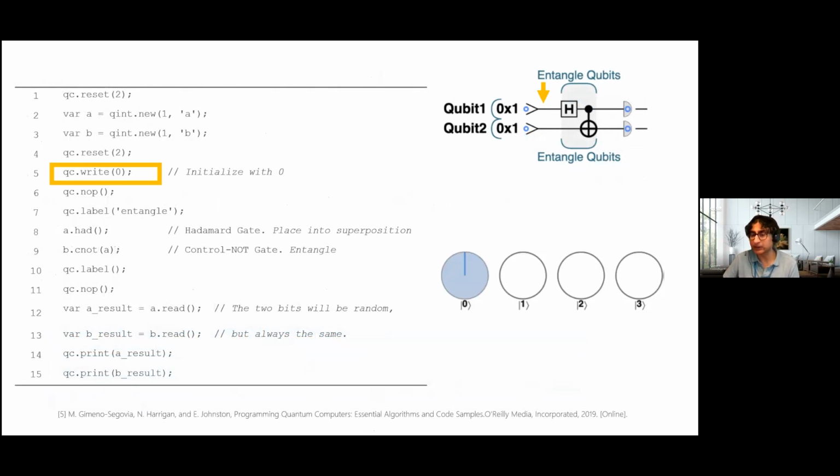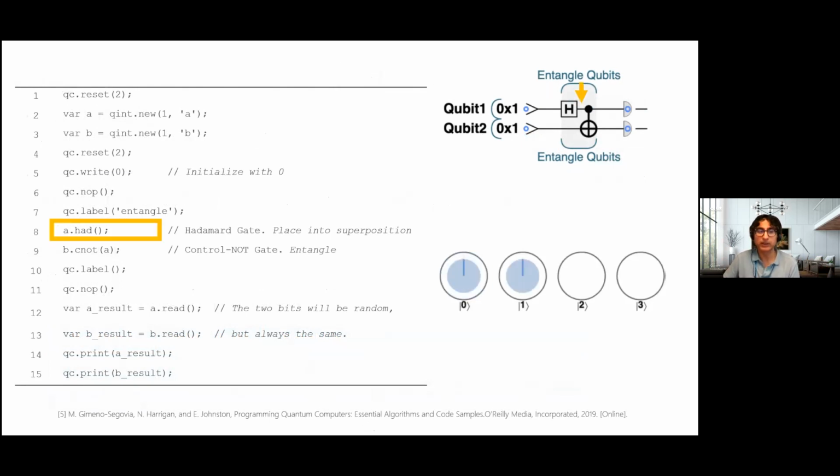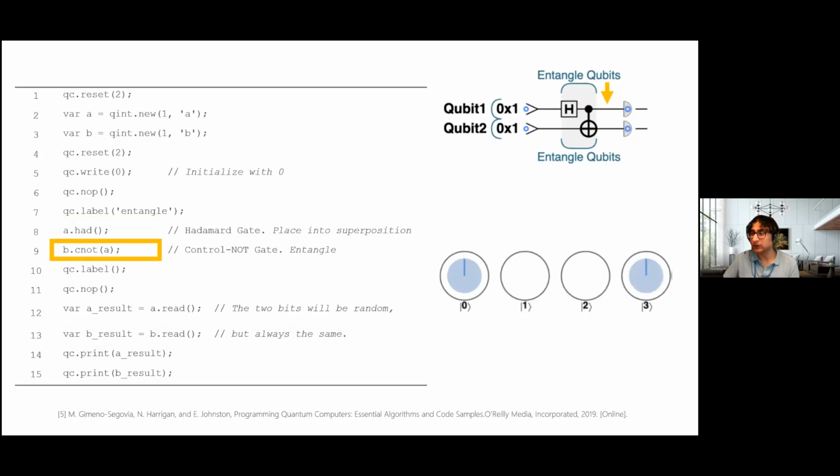So it means that all the values are 0. So it's 0. Now I do this Hadamard, so I go into superposition of 0 and 1 state. Then I do this CNOT, which is conditional not, and then it becomes like this, the state of the program.